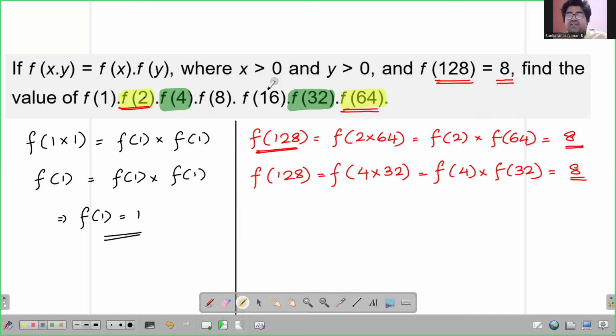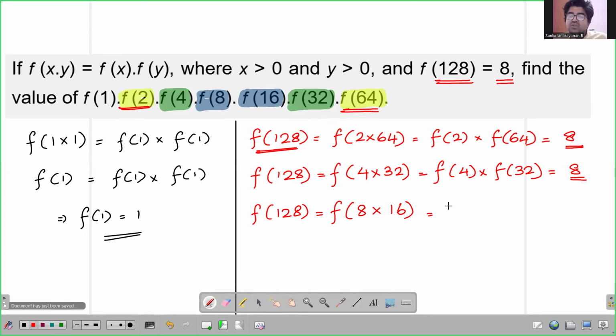In the same manner, look at this f of 16 and this f of 8 I am considering. I can see that this 128 is nothing but 8 into 16. So f of 128 is f of 8 into 16. This is as good as f of 8 into f of 16, which means the product of those two which I have highlighted using the blue color, I can say that is also equal to 8. And I know that f of 1 is equal to 1, which I have calculated and also verified.